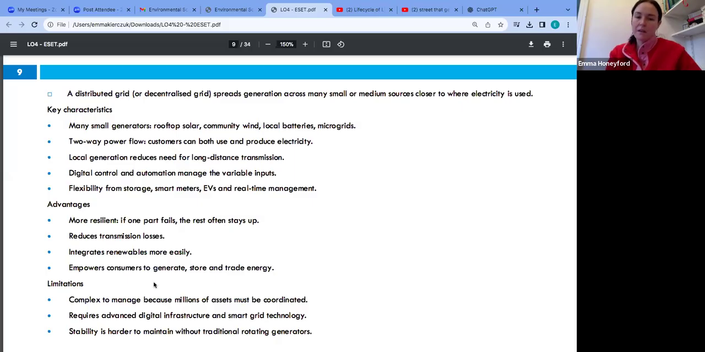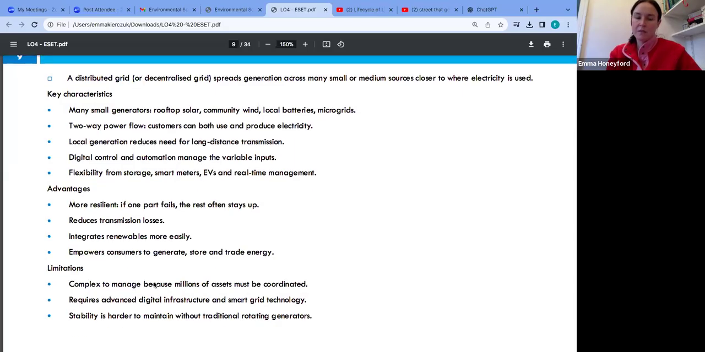It is complex to manage a decentralized grid because millions of assets must be coordinated, which brings in other problems around asset management and control. It requires advanced digital infrastructure and smart grid technology. Stability is harder to maintain without traditional rotating generators.